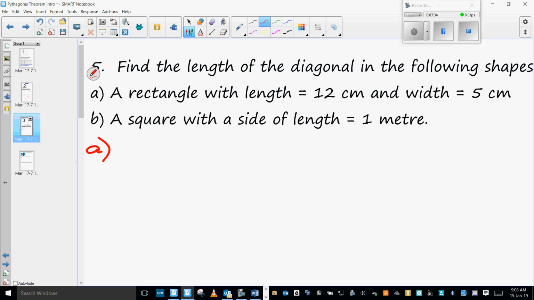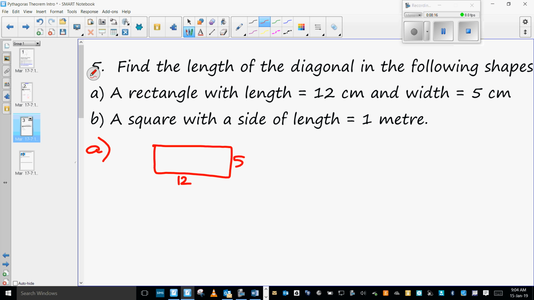So, question A. For both of these, it says at the top, find the length of the diagonal. Okay, we all know what a diagonal is? Yes? So question A says a rectangle with length 12 and width 5. So I'm going to sketch a rectangle. It's a sketch, so you don't even need a ruler. It's to have that visual thing in your head. Length 12, width 5. So I'm going to label this 12 and this 5. So far, so good?